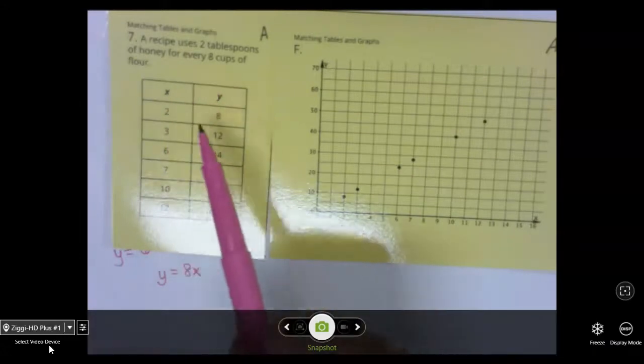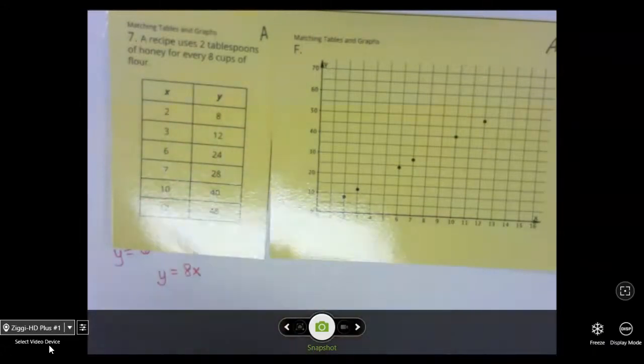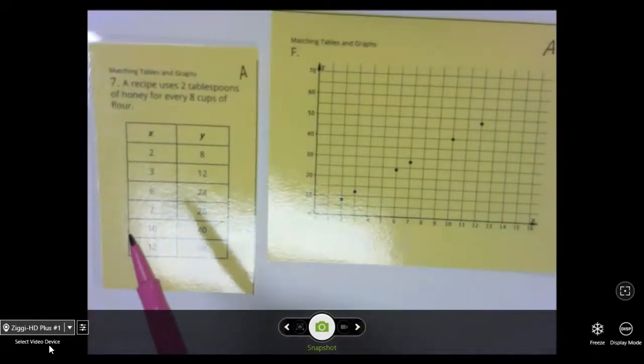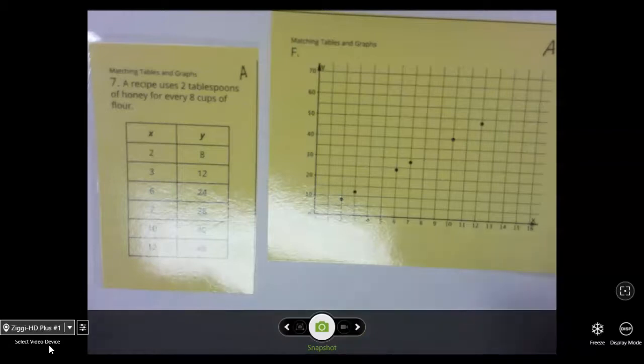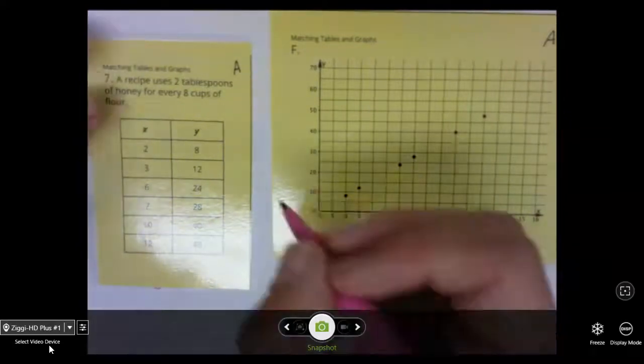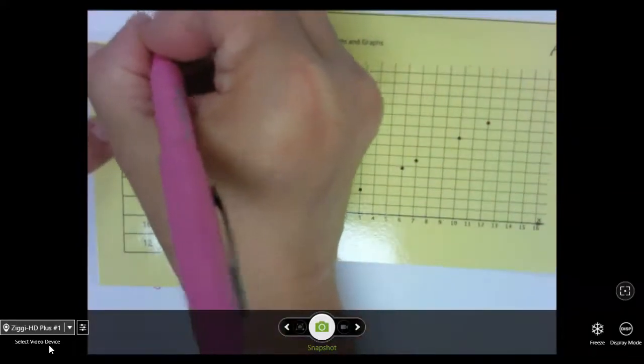We've done some examples like this before, right? In a recipe, you want to keep a proportional relationship. What would be the equation in this case, when I compare the flour to the honey that I need? The amount of flour to the amount of honey. Okay. Hopefully you found that the equation was y equals 4x.